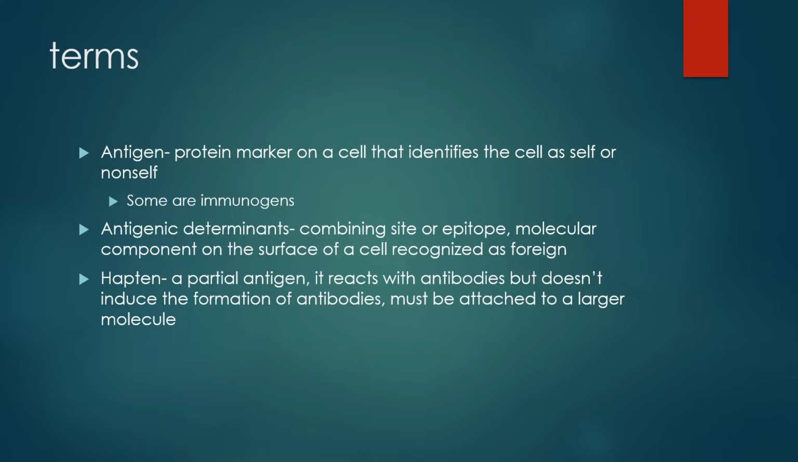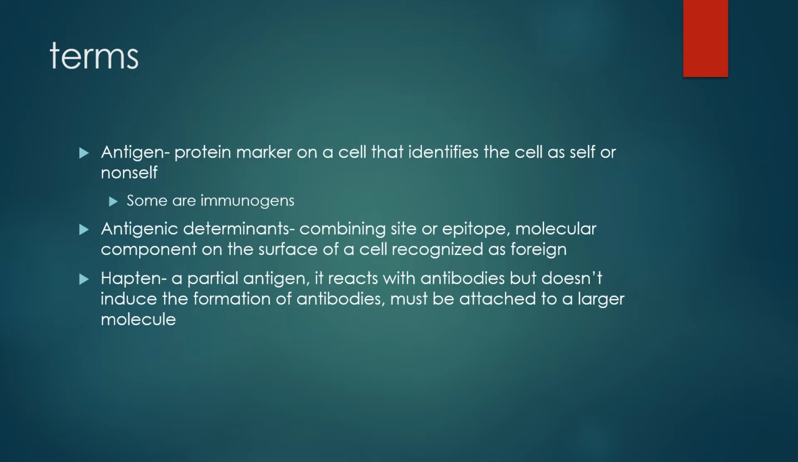And then we have hapten. Hapten is a partial antigen. Okay? It reacts with antibodies but cannot induce the formation of antibodies. It is antigenic and can elicit an immune response but won't induce the formation of antibodies.